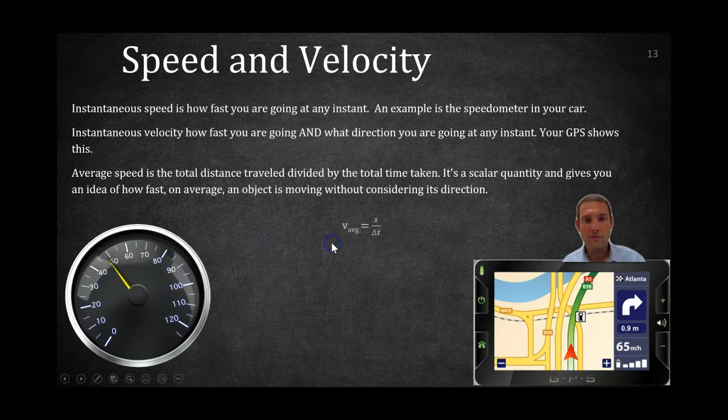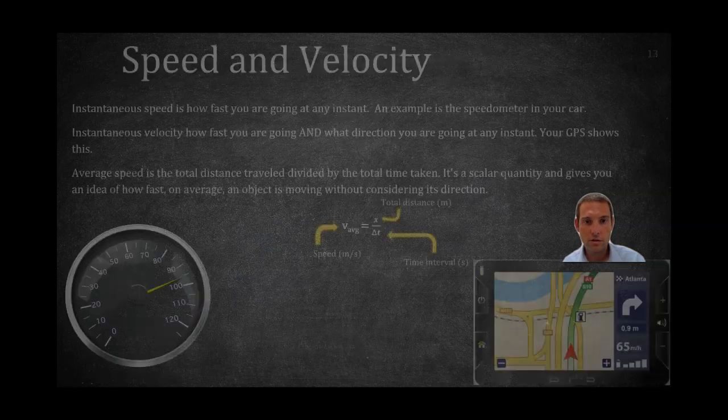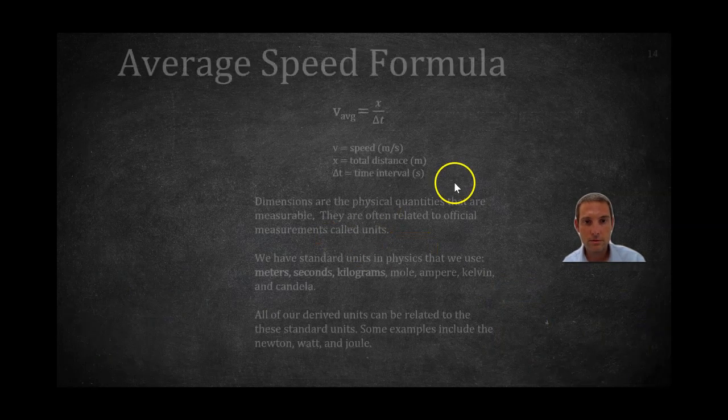We have an equation for this, which looks like this from earlier. Speed is our average, v average. Our time interval is delta t, and the total distance is x. Look at our dimensions. The dimensions here are what we measure.